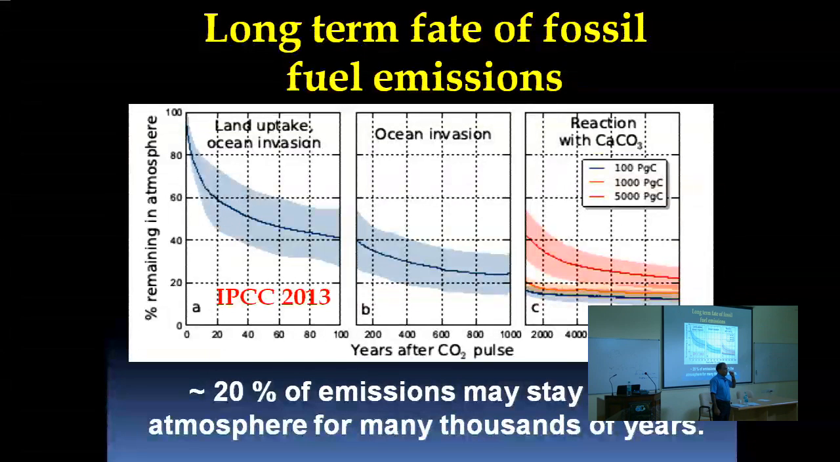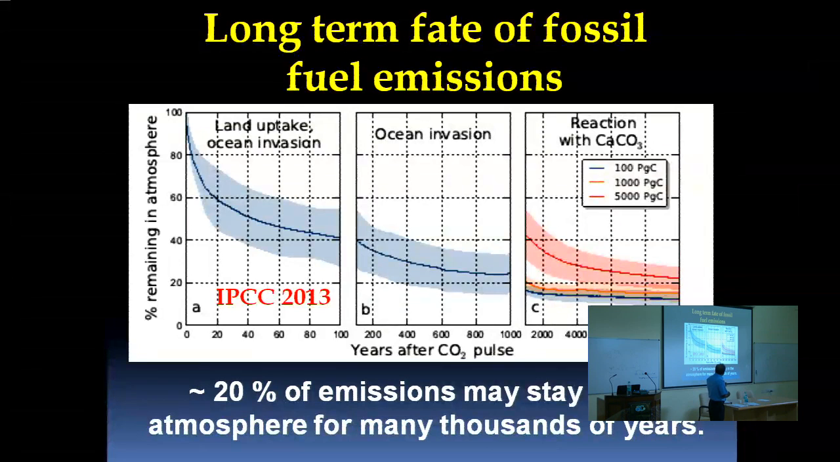So if I put in a pulse today, let's say a huge amount of carbon equal to 10 years of emission, and I do it instantaneously today, what's going to happen is within 100 years, nearly 60% of the carbon will be taken up by land and ocean. Because 100 petagram of carbon is small, land can play a huge role here.